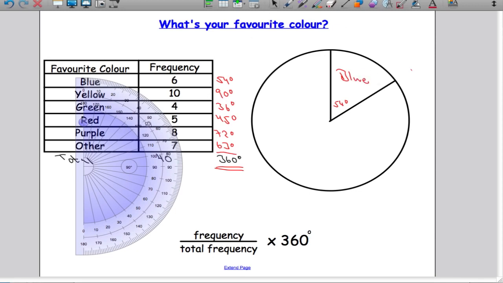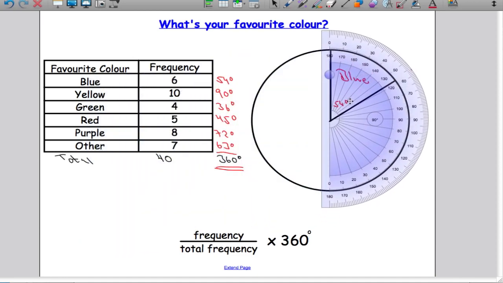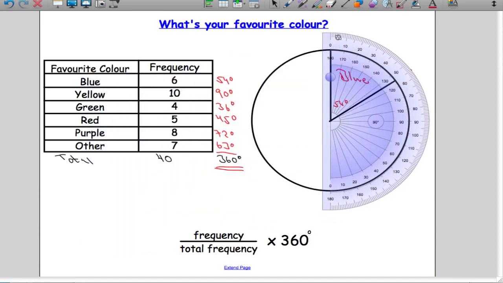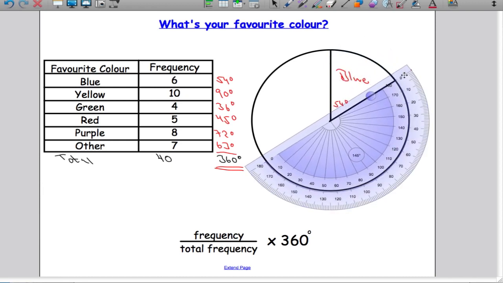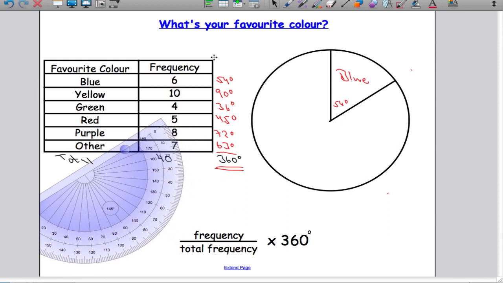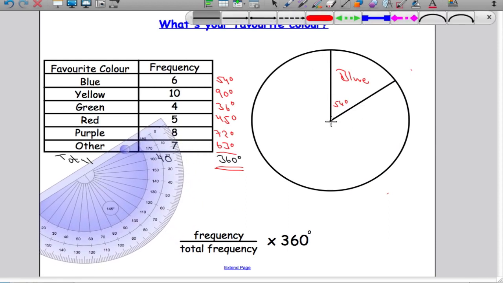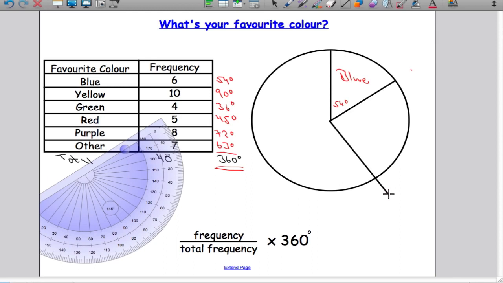Next we need an angle of 90 degrees. So take your protractor. Remember to continue from where you last were. The last line is here, so I've got to measure from here, going all the way around to 90 degrees, which you can see is right here. Little mark with the protractor. Take out your ruler, and a straight line of 90 degrees would go to there. I'll just tidy that up. And that is for yellow. So yellow is 90 degrees.